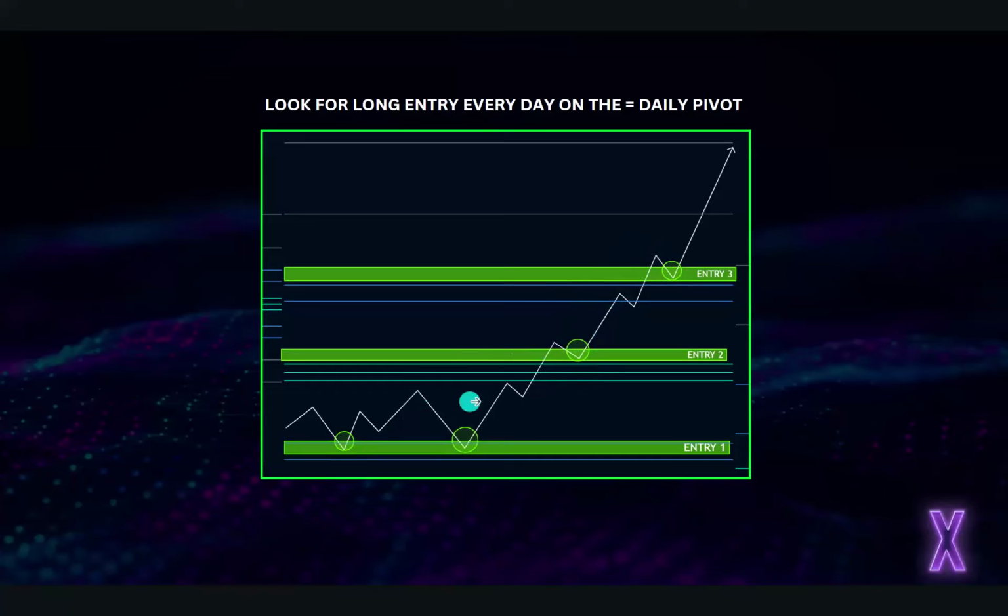But number one entry is going to be one, number two entry is going to be two, and the third best entry is going to be number three. So we mainly want to look for one and two, and you can also take three, but our best ones that we're going to look for are entry one and number two.